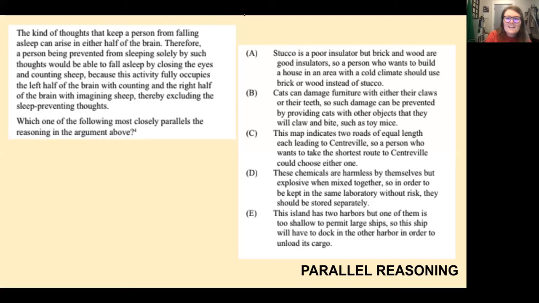All right, let's start with E. E says this island has two harbors, but one of them is too shallow to permit large ships, so the ship will have to dock at the other harbor. That's not what we do, right? We don't say there are two options, and if you don't have the one, then you have to go to the other. That's not our structure.